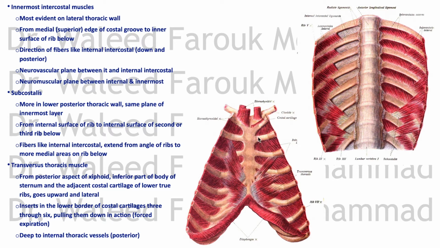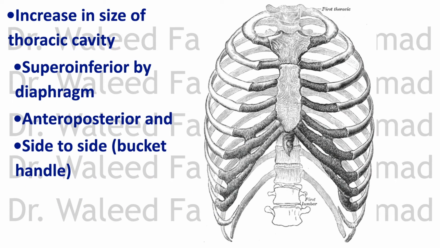Please recall that the internal thoracic vessels pass anterior to them, meaning superficial to these muscles. So these muscles are posterior or deep. I'm just giving you the terms that come in multiple choice questions. You will see the vessels pass in front of the transversus thoracis muscle. Okay, so now we know about the intercostal muscles and their actions.